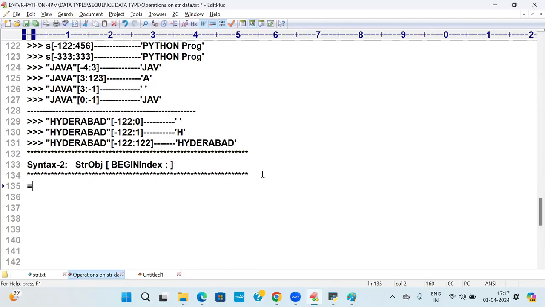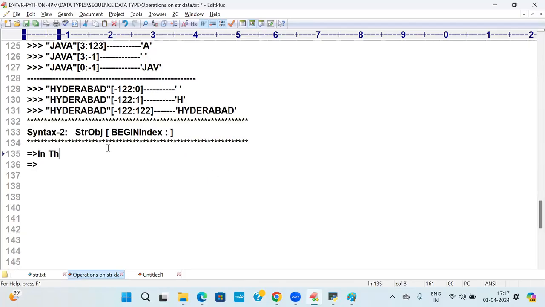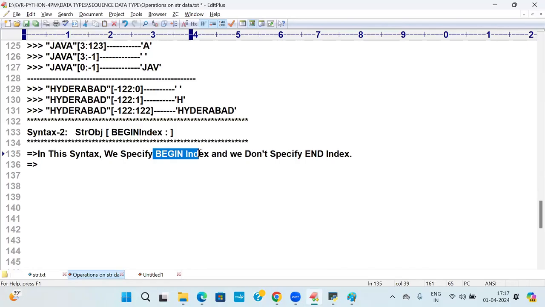Let me explain. You listen. Listen first, don't write anything. If you understand the concept carefully, you can give answers much more easily. In this syntax, we specify which index? Begin index. We specify begin index, and we don't specify which index? End index. In this syntax, we specify begin index and we don't specify end index.